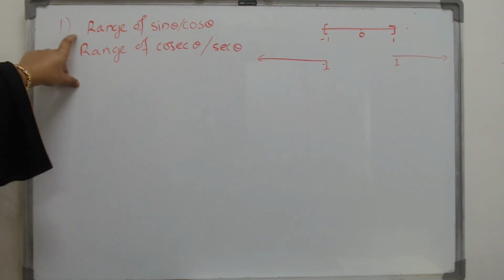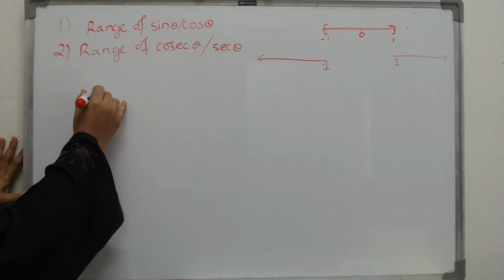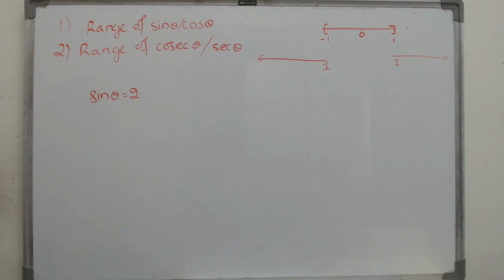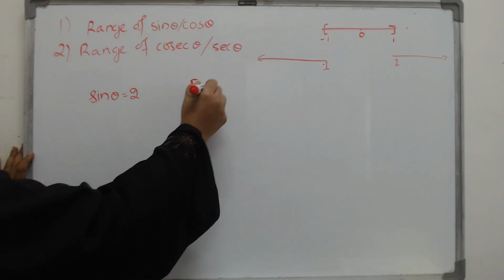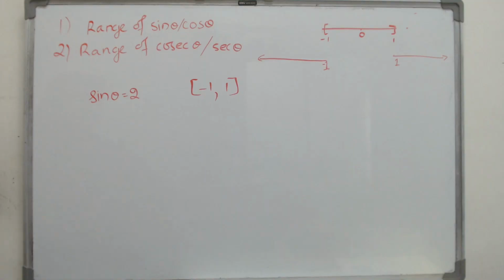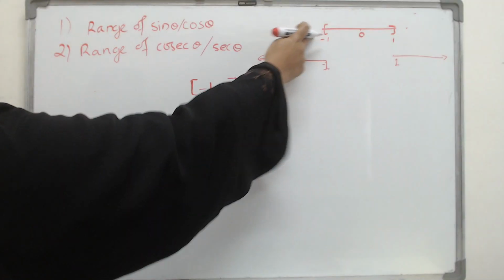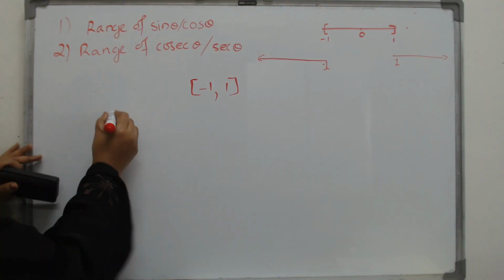The first one is what all values can your sine theta take? Can your sine theta be 2? That is the question. The answer is no. Your sine theta and your cos theta have to lie between -1 and 1. Have to lie in this interval. Why is that? Why can it not be less than -1 or more than 1? Let us find that out.